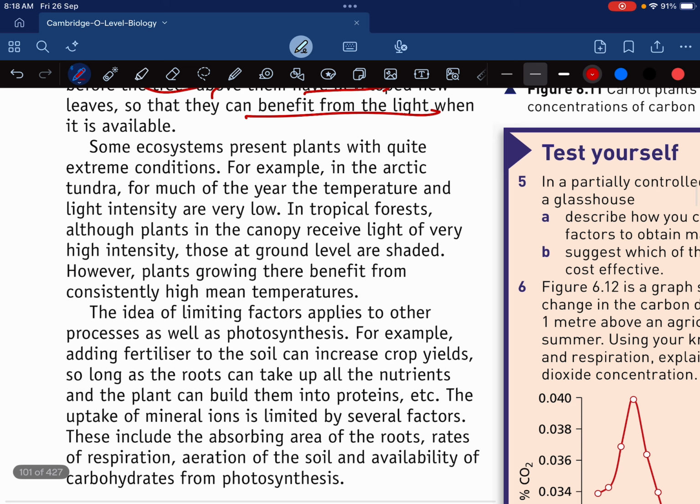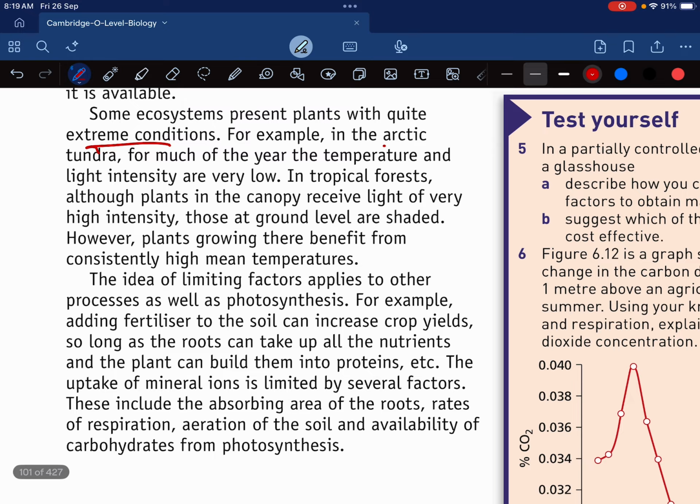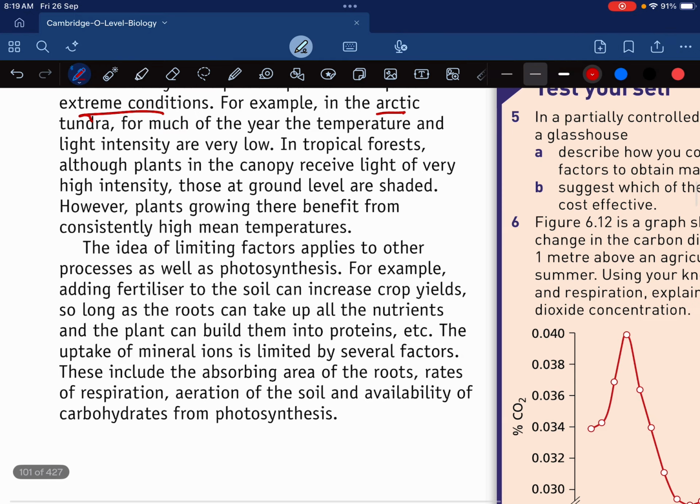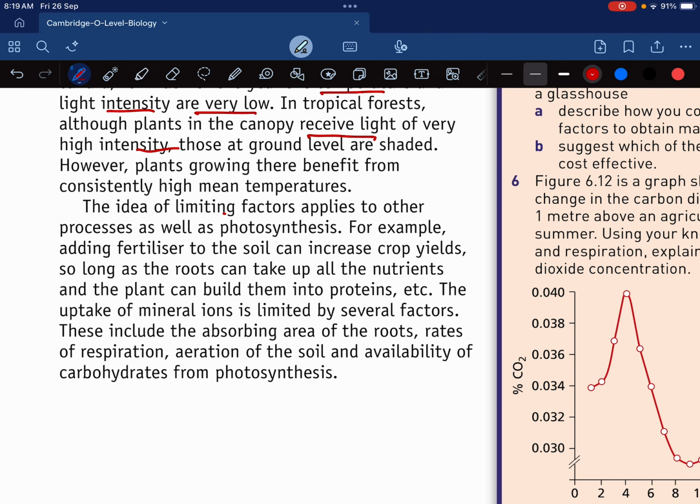Blah blah blah. Some ecosystem plant. Okay, these are not very important. Like they're saying some of them have extreme conditions. For example, Arctic tundra. For example, for the year, the temperature and light intensity are very low. Basically, this is like in the Arctic regions, in the cold regions. In tropical forests, all the plants in the canopy receive light of very high intensity, though those at ground level are shaded. However, the plants growing there benefit from constantly high mean temperatures.